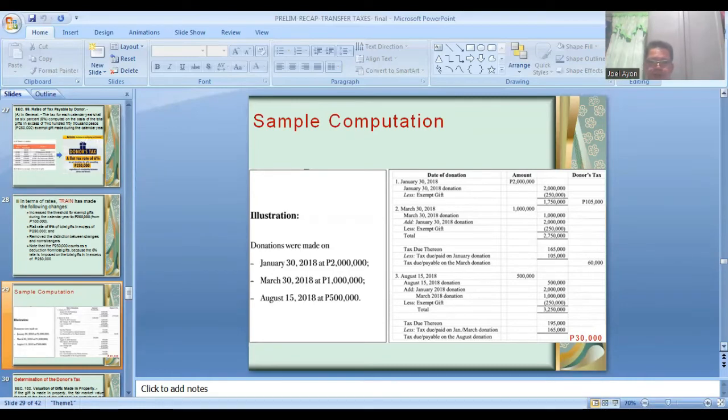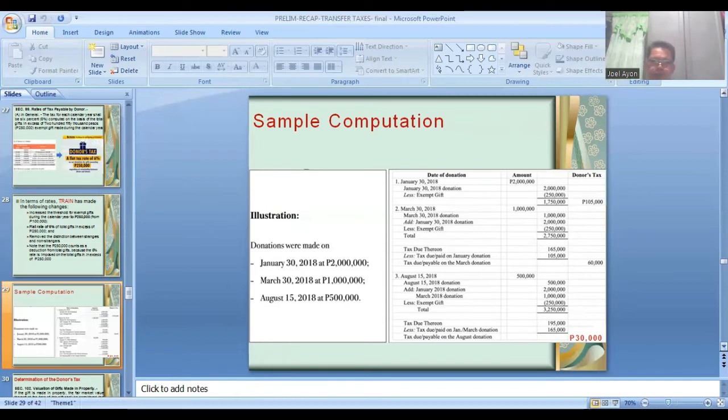Again, based on the TRAIN law, the first 250,000 is an exempt gift. So you will deduct 250,000 from 2 million. So we have 1,750,000. Then you will multiply it by 6%. The result is a donor's tax of 105,000. So we have a tax due of 105,000 on January 30, 2018.